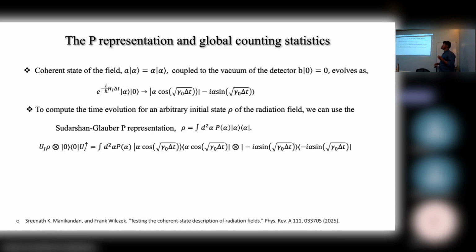To compute that, one can use the Sudarshan-Glauber P representation. Any arbitrary quantum state of the radiation field can be written as an ensemble over coherent states. It looks like a mixed state, but it can also be done for pure states, because coherent states form an over-complete basis. So one can write down the generic state of the radiation field as such. Now we can act with this time evolution member by member, and we see that the generic state of the detector and the radiation field evolves in this way.